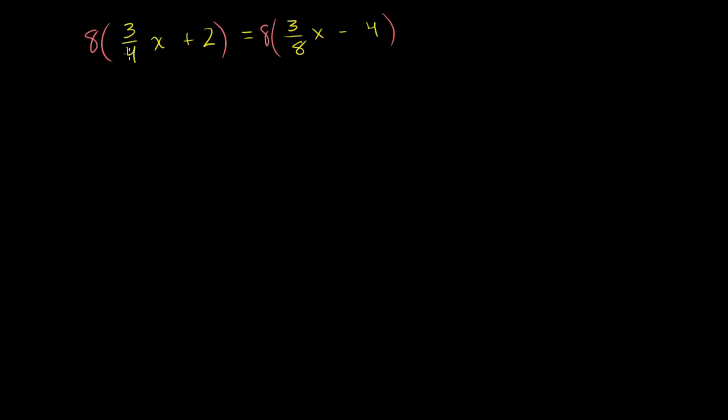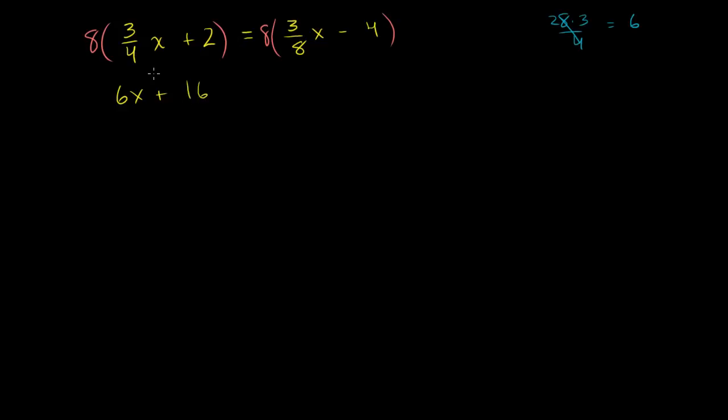So 8 times 3/4, that's the same thing as 8 times 3 over 4. Let me do it on the side over here. Which is equal to 8 divided by 4 is just 2. So it's 2 times 3, which is 6. So the left-hand side becomes 8 times 3/4 x is 6x. And then 8 times 2 is 16.